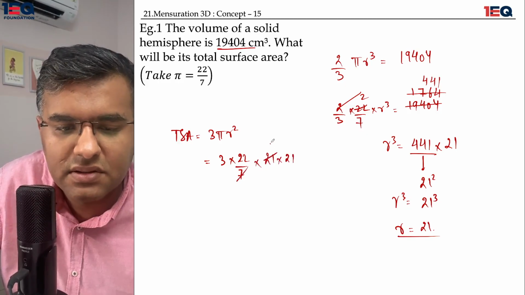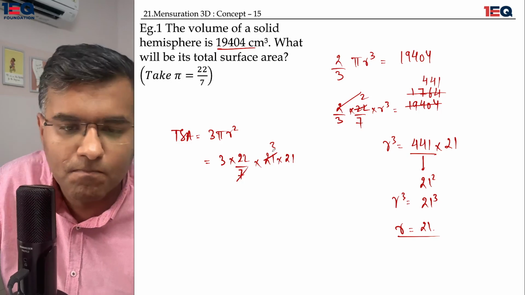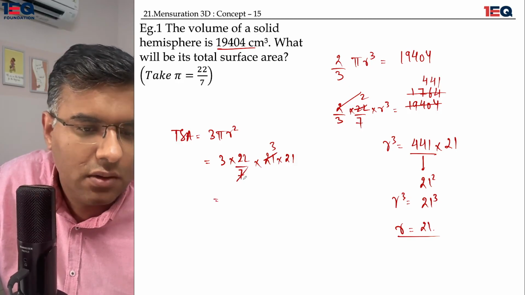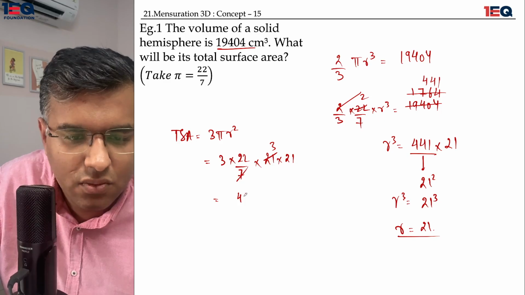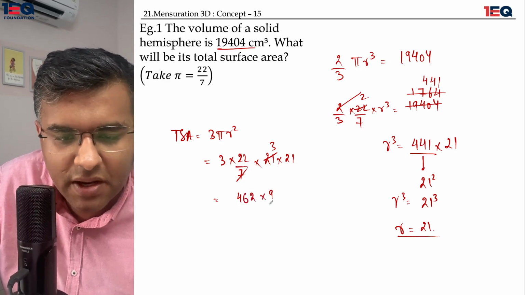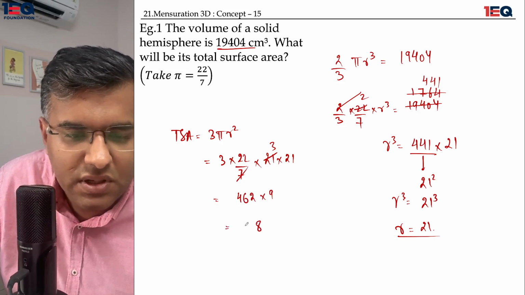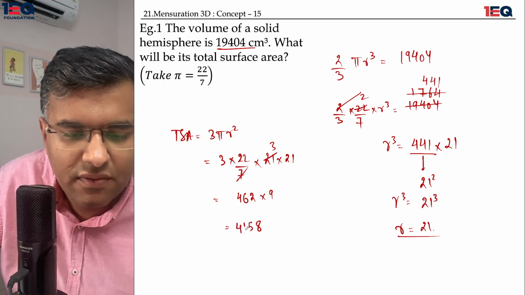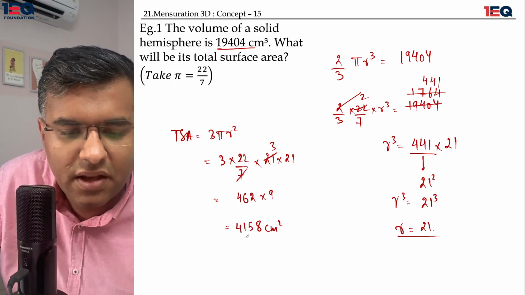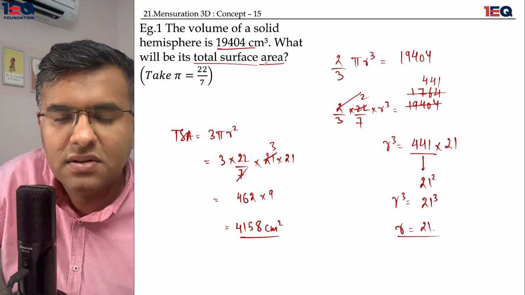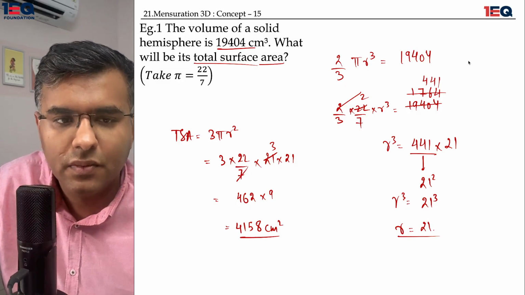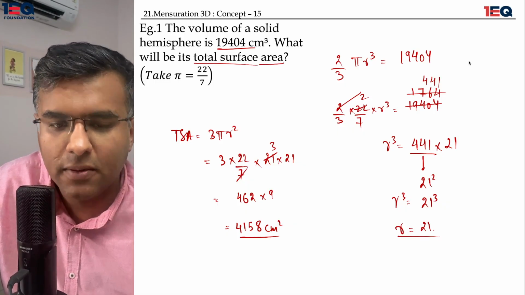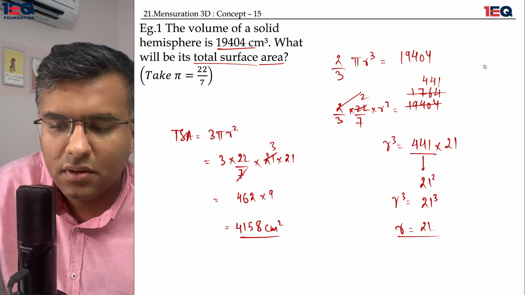The 7, this is 3. So we have a 9. 21 into 22, 21 twos are 42. This is 462. This is 462 multiplied by 9. We will get 9 twos are 18, 9 6s are 54, 55, 9 4s are 36. This is 41. So 4158 centimeter square is the total surface area that we are talking about, right? Good enough? Let's move ahead.